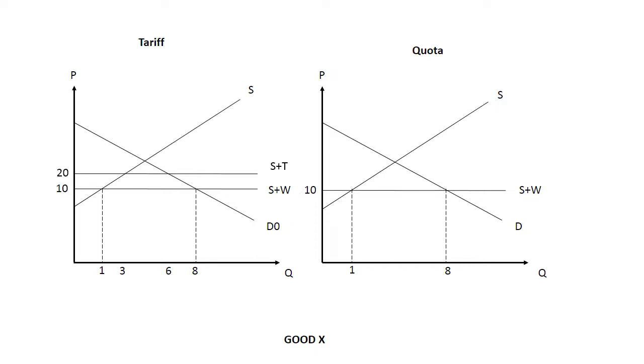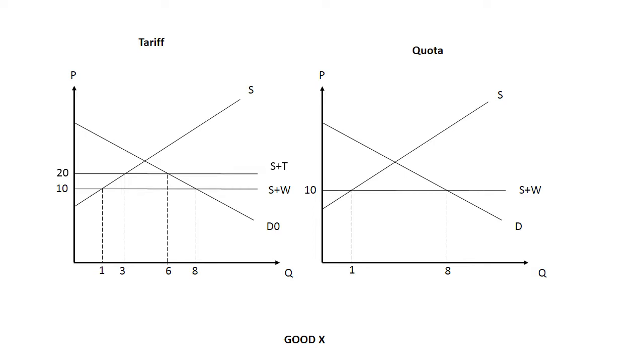After the price increases from 10 to 20, the domestic quantity supplied will increase from 1 to 3. This is what the government is trying to protect. Quantity demanded will drop from 8 to 6 because the price increases from 10 to 20.